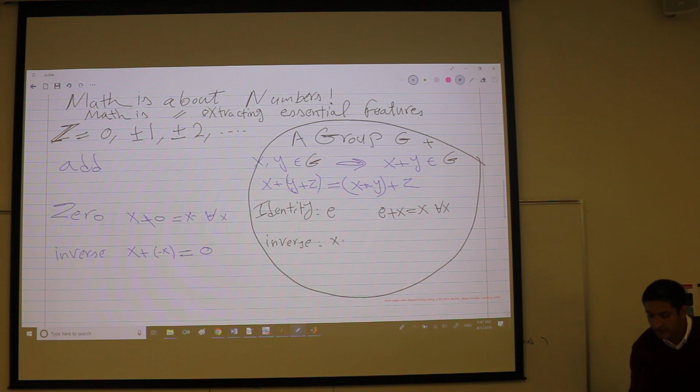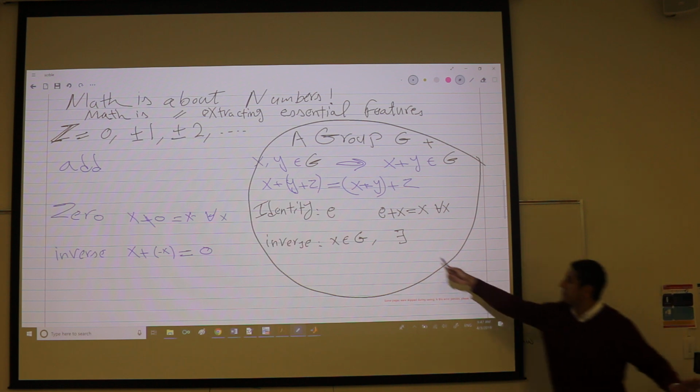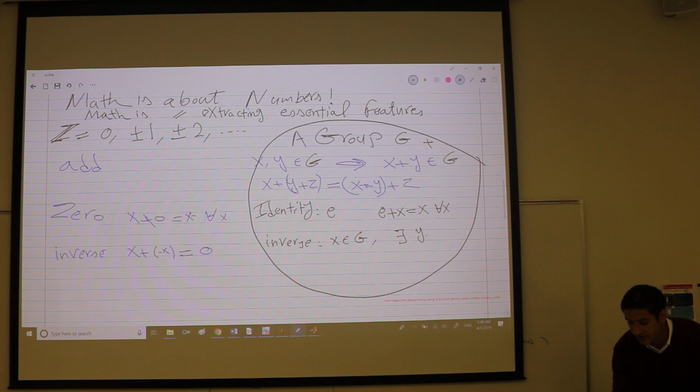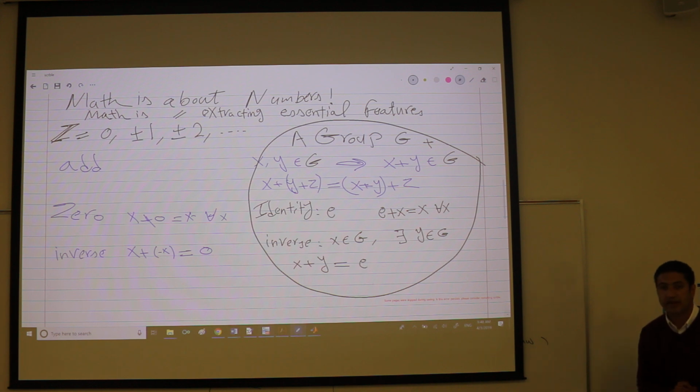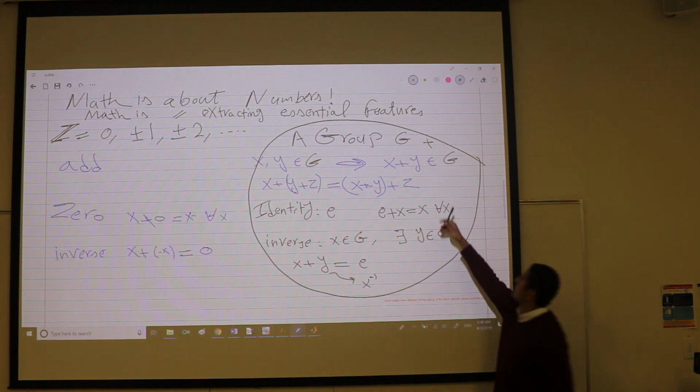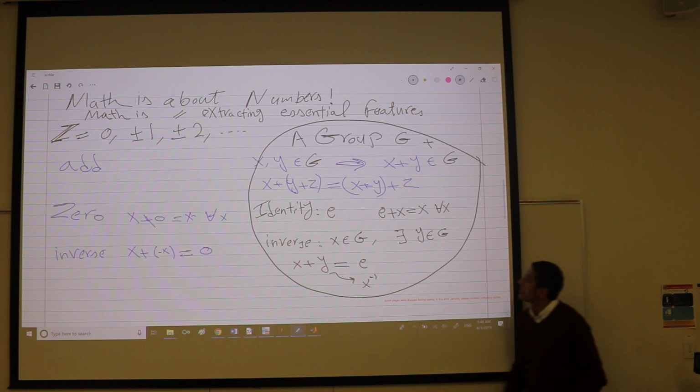So for any x in the group, there exists, this weird symbol is "there exists", okay? There exists some other element in the group, such that when you add x to this y, you get the identity element back again, right? If you have a question, stop me. Sometimes we call this the inverse element, x inverse, which here is just negative x. It's the inverse with respect to this operation, plus.